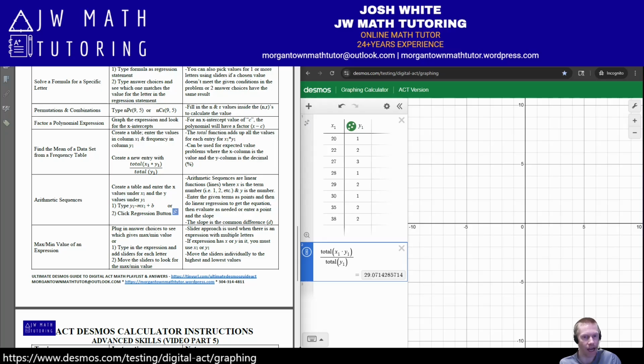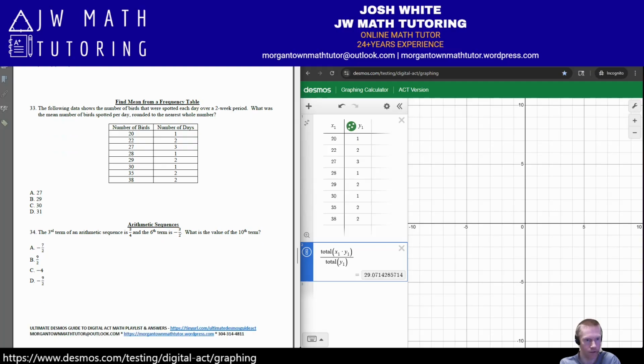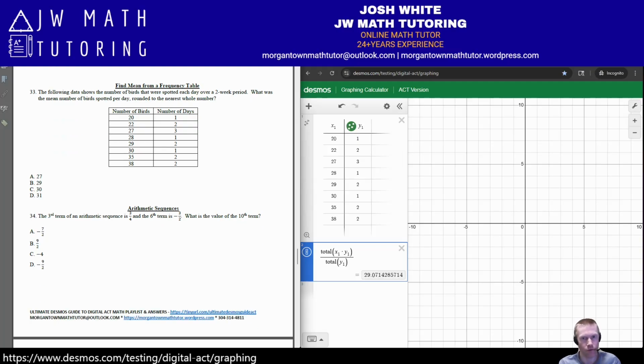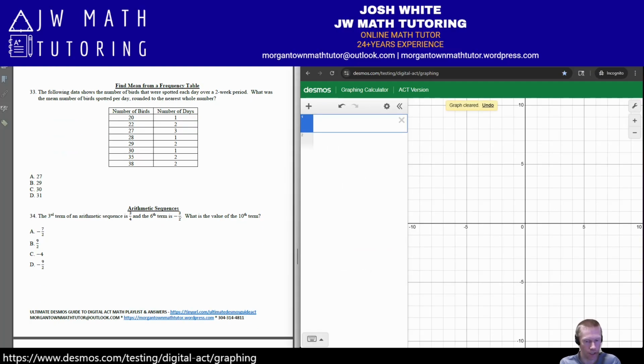The number that you add to get from term 1 to term 2 to term 3 to term 4 throughout the entire sequence. All right, so let's take a look at some problems now. First up, we have number 34 at the bottom of the page here. For this problem, you are given that the third term is 3/4 in an arithmetic sequence, and the sixth term is -3/2. What is the value of the 10th term?